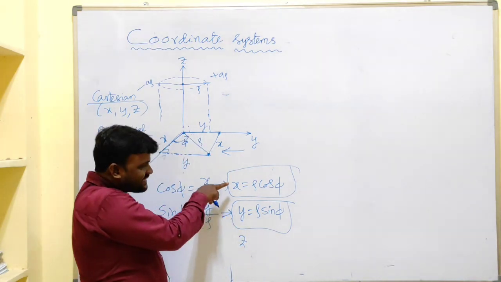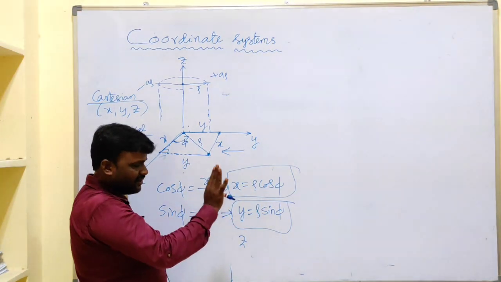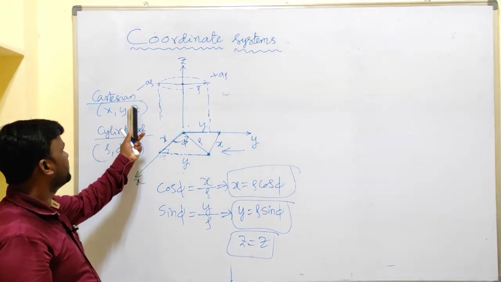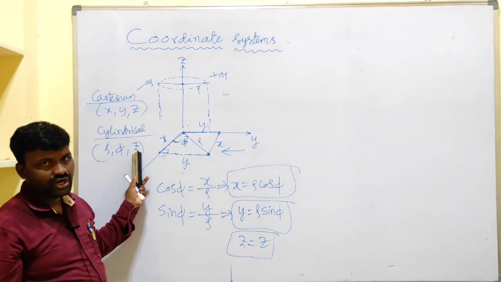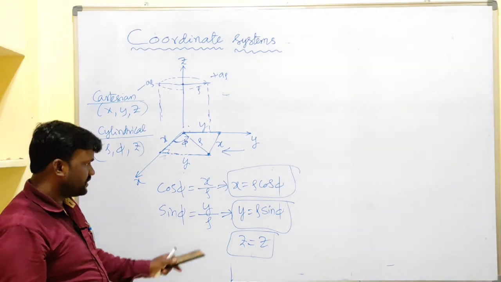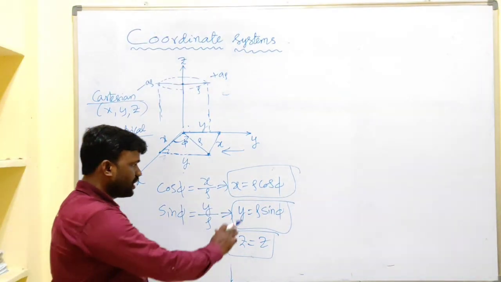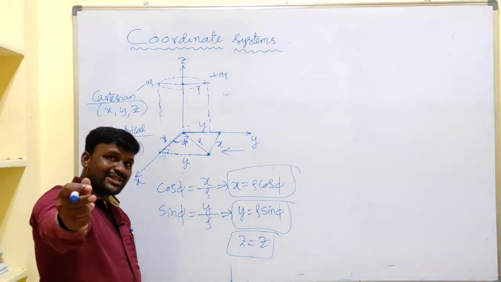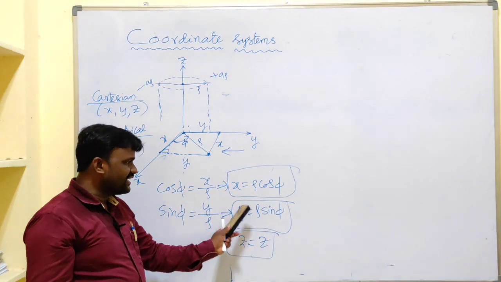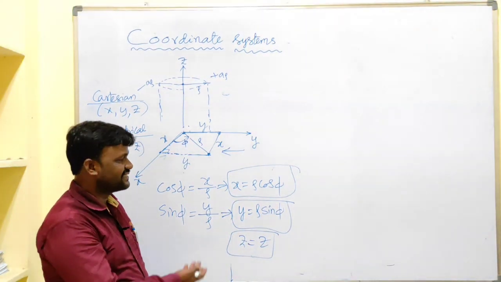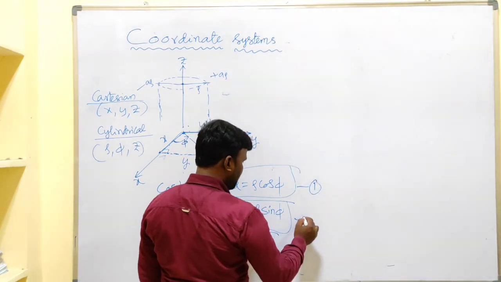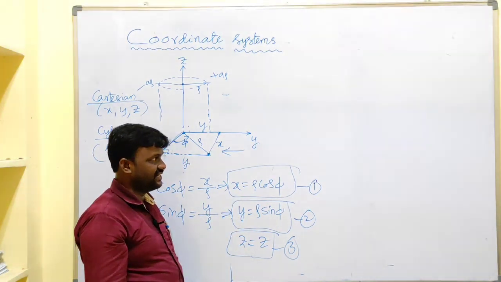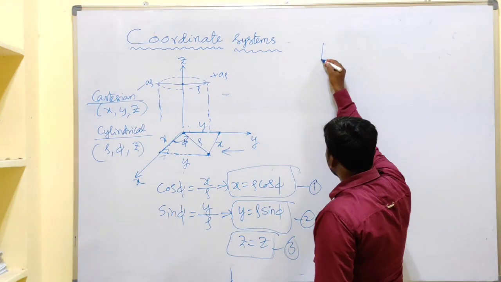We represented x, y in terms of rho, pi, z. Last element, that is z. Z is the same as in the Cartesian coordinate system, because the third element in Cartesian is z, and in cylindrical it is also z. Clear? So this is the relationship: x equal to rho cos pi, y equal to rho sin pi, z equal to z. Now, is it possible to represent these rho, pi, z in terms of x, y, z? Why not? We can easily represent that.